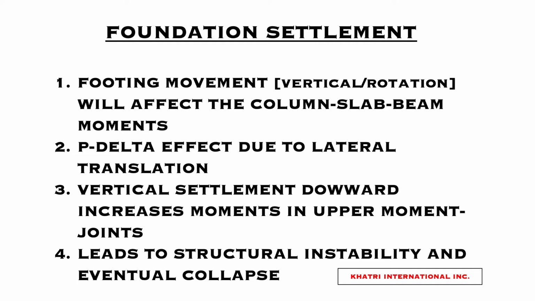In this simplified analysis, we can conclude that foundation settlement will affect the column, slab, and beam moments. That's clearly obvious. It will affect the P delta due to the lateral translation. At some point, there will be extra P delta moments introduced to those columns. Vertical settlement downward increases the moments in the upper moment joints, for sure. And it will lead, at some point, to structural instability and eventual collapse.